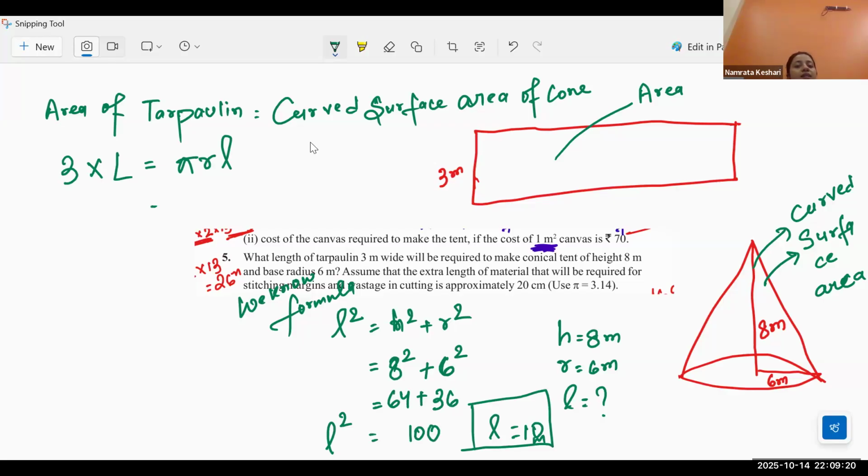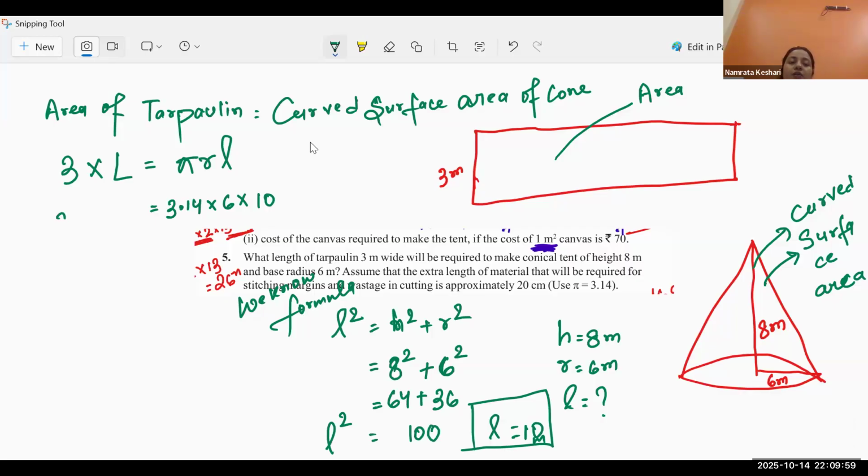Pi, strictly it is written in this question that take pi as 3.14. Otherwise, we were about to take the pi value as 22 by 7. But it is written in the question that take pi as 3.14. Can you see question number 5? The last part, it says take pi as 3.14. Yes. Okay, so we will be taking pi as 3.14. R we will be taking as 6, and L we will be taking as 10.